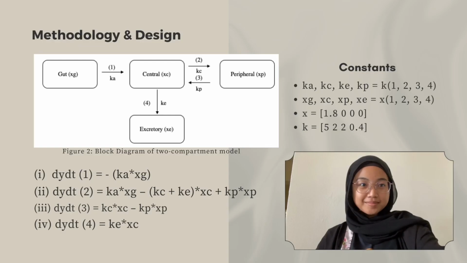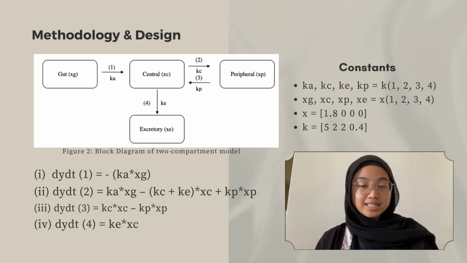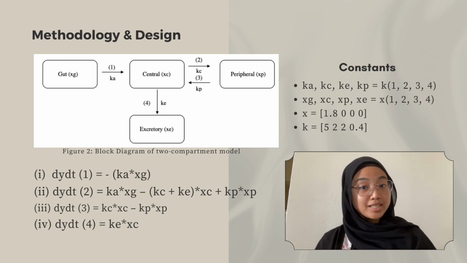Moving on to methodology, based on the anatomical figure designed above, we have designed our own two-compartment model whereby the orally administered drug will move from the gut to the central system through Ka, then go to the peripheral system through Kc, then return back to central through Kp, then lastly go to the excretory system through Ke. All these processes are represented by the equations on the left side of the page.